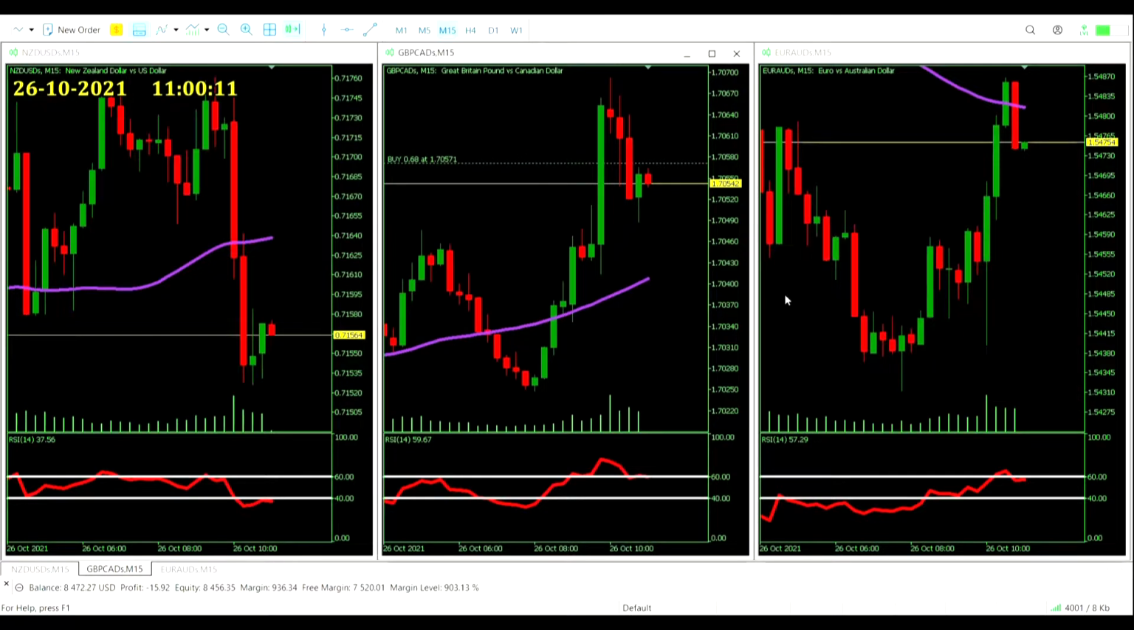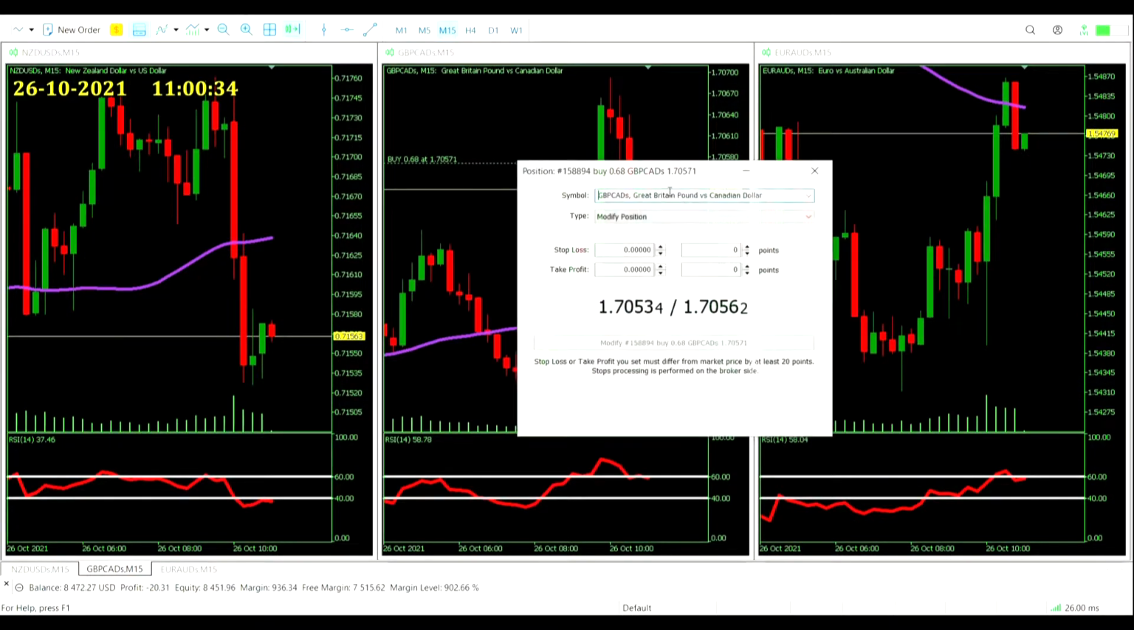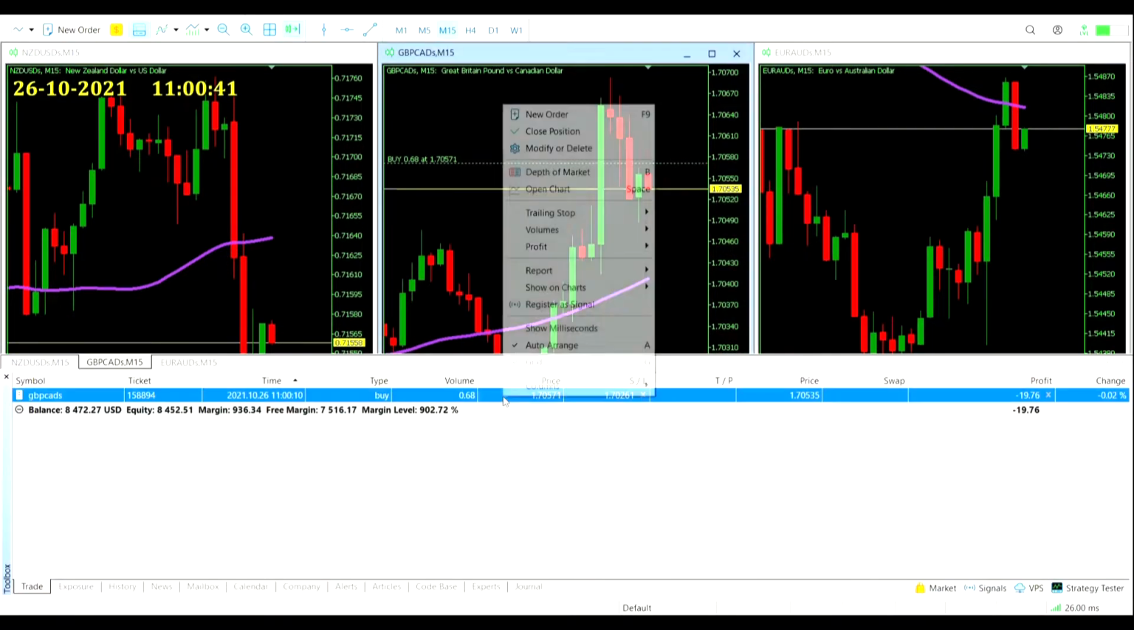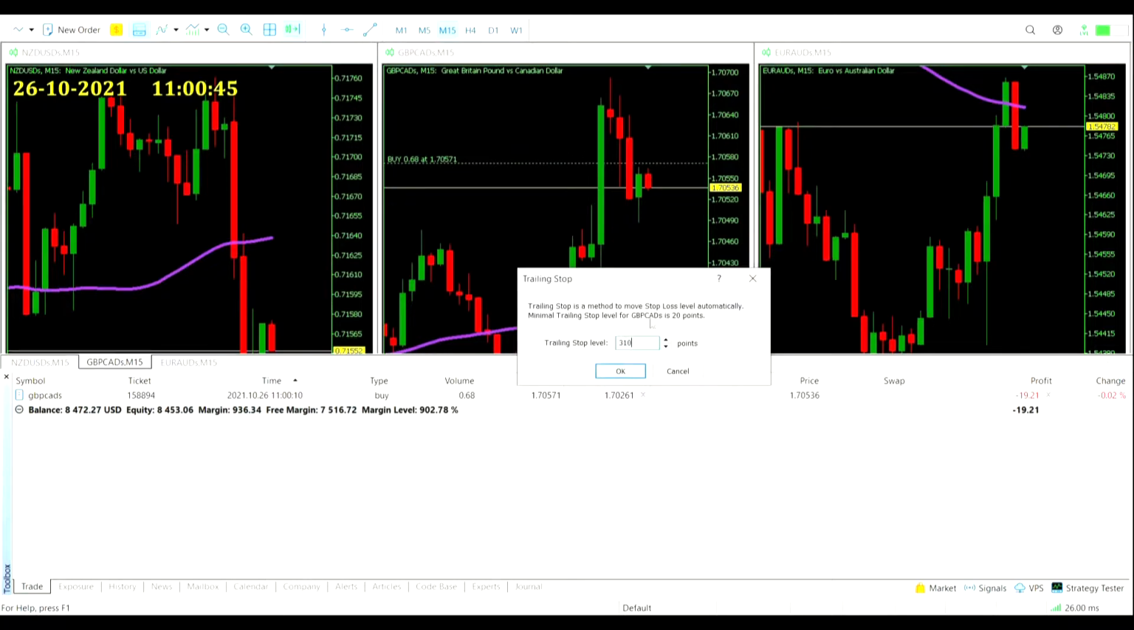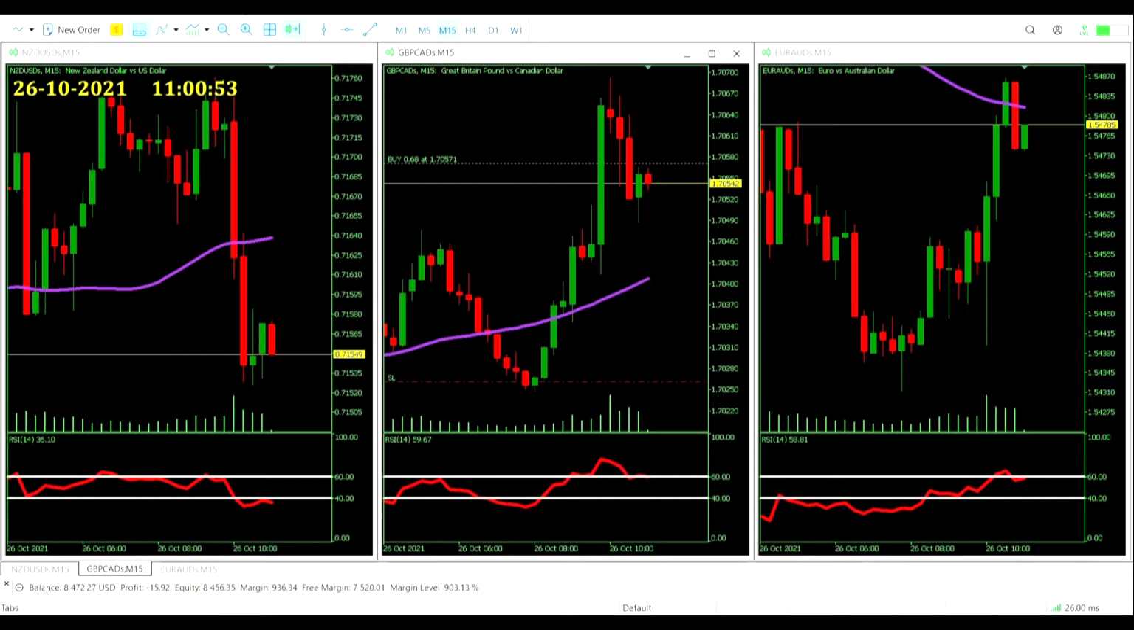This price comes back down. So let's set the stop loss first on the trade, just in case it does plummet against us. We better set a trailing stop loss for it. Customize that. Again, 31 pips, 310 points. Locked in. Now let's take a look. We can see the stop loss pretty close to the bottom there.